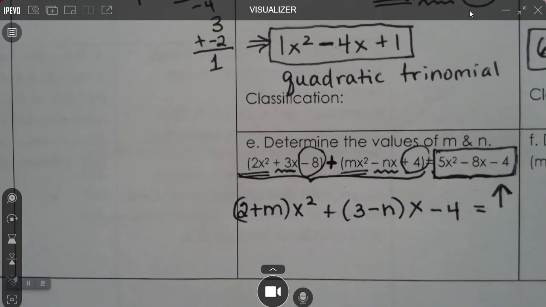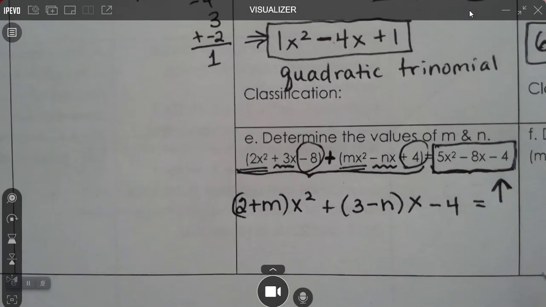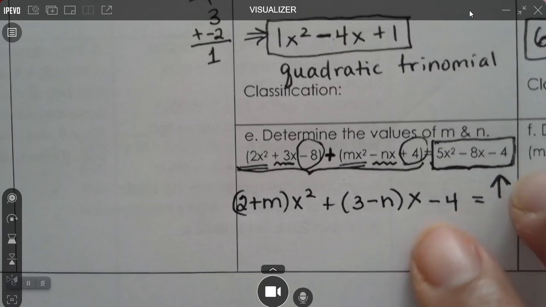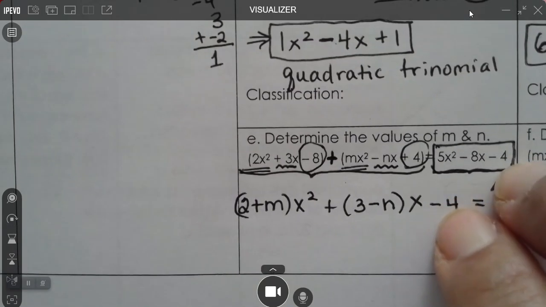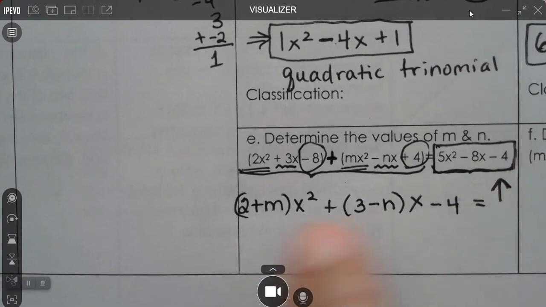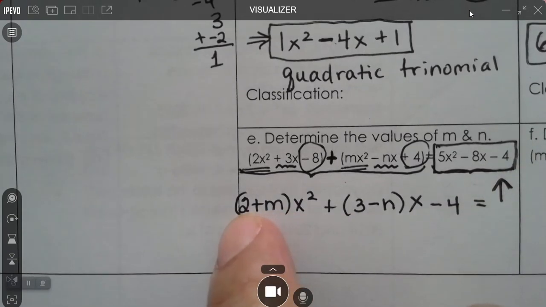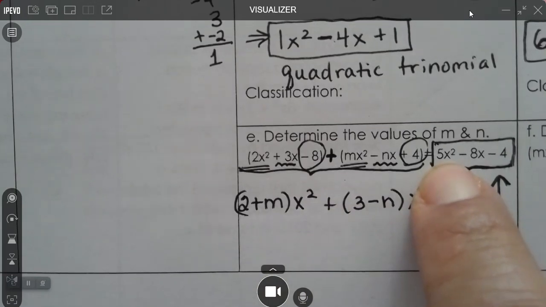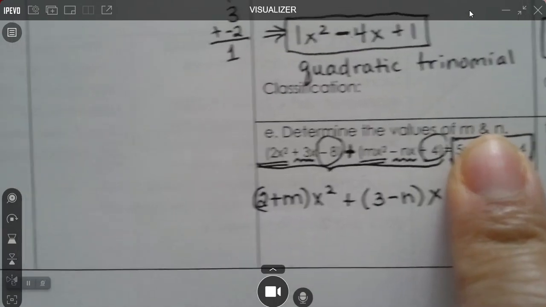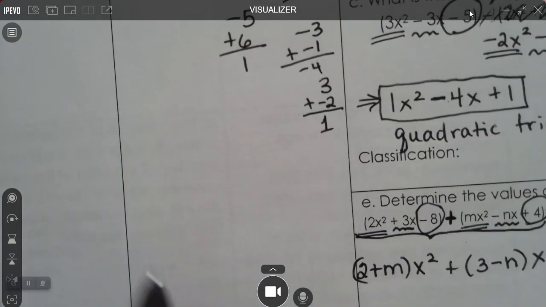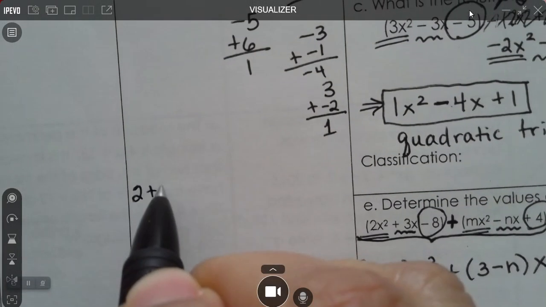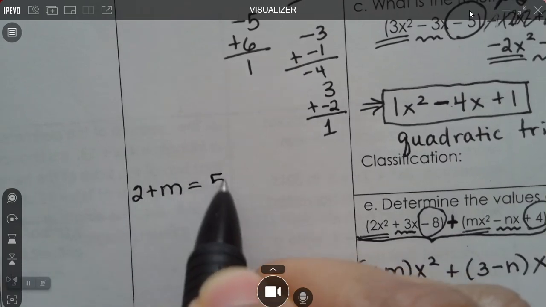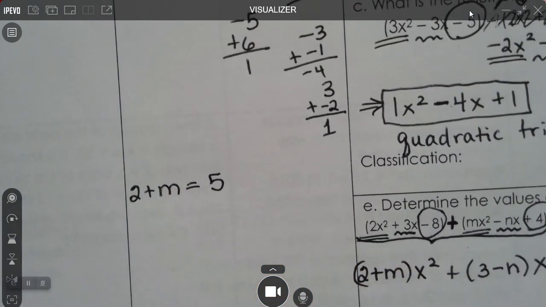Clear? All right, do the constants match? Do we all see that the constants match? They're both negative 4. So that means that this right here, this 2 plus m x squared, has to be the 5x squared. Clear? Number sense, remember? So 2 plus m has to be equal to the 5.